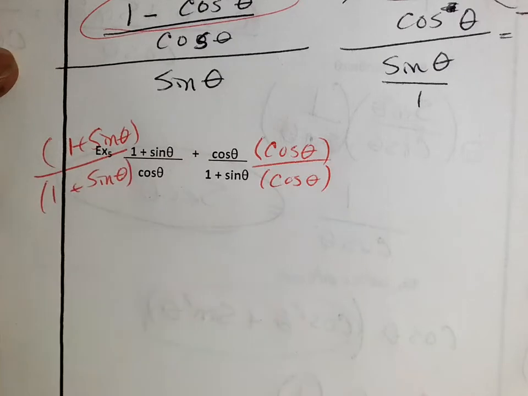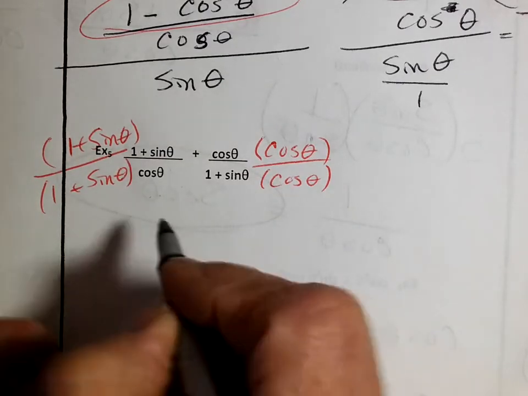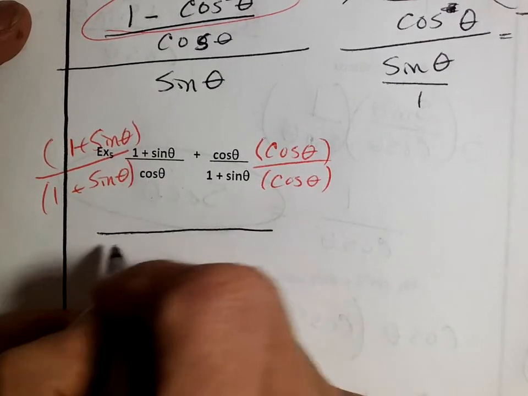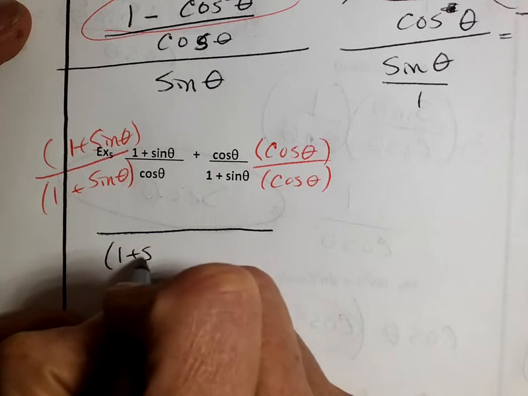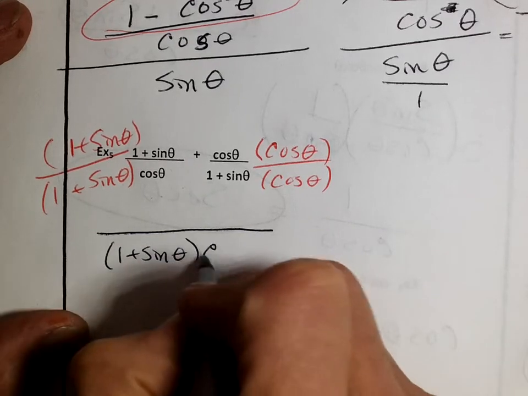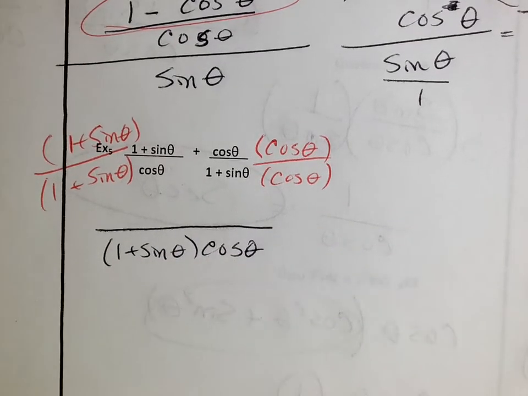Now let's see what I have. My common denominator is going to be 1 plus sine theta times cosine theta. Now I'm going to FOIL this first one: this times this, this times this, this times this, this times this. Am I going too fast? Slow me down if I get going too fast.